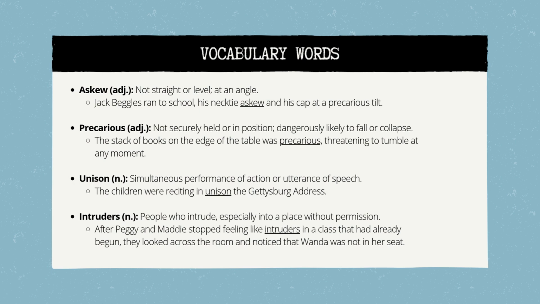Let's look at some important vocabulary words from this part. First, we have askew, which is an adjective meaning not straight or level, at an angle. For example, Jack Beggles ran to school, his necktie askew and his cap at a precarious tilt. Next is precarious, an adjective meaning not securely held or in position, dangerously likely to fall or collapse. For example, the stack of books on the edge of the table was precarious, threatening to tumble at any moment.